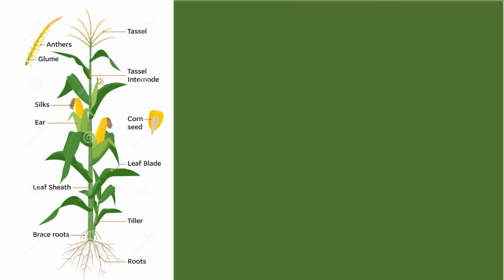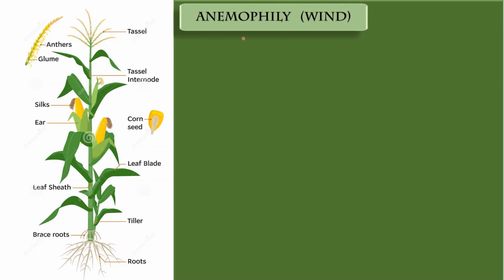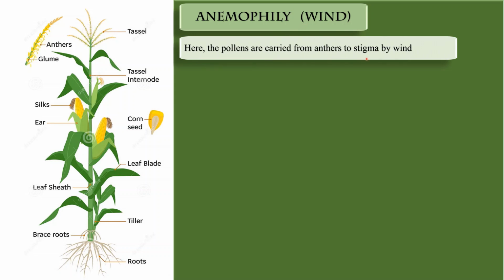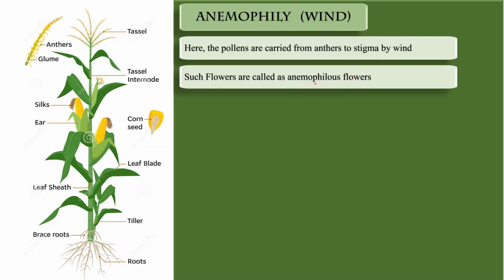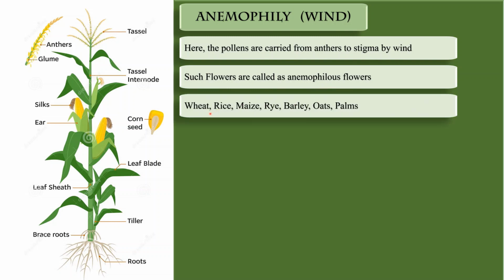So let us start with the first type, that is anemophily. Here, the pollens are carried from anthers to the stigma by wind. Such flowers are called anemophilous flowers.